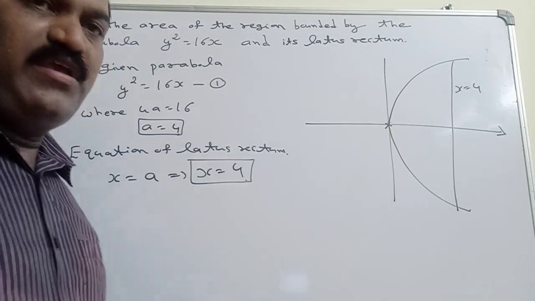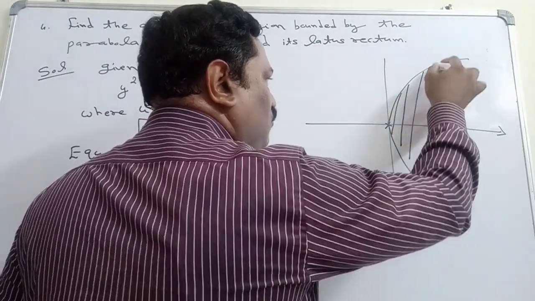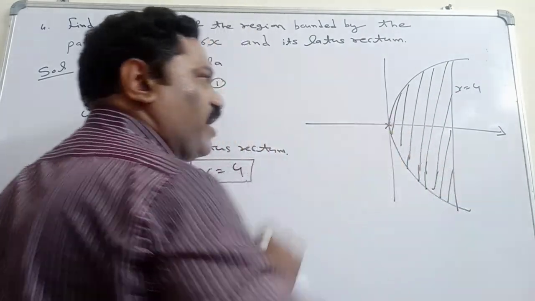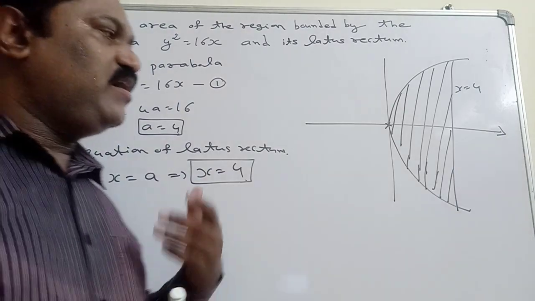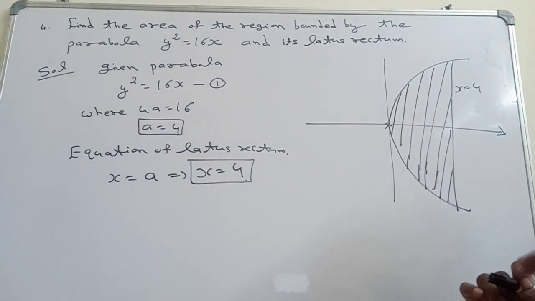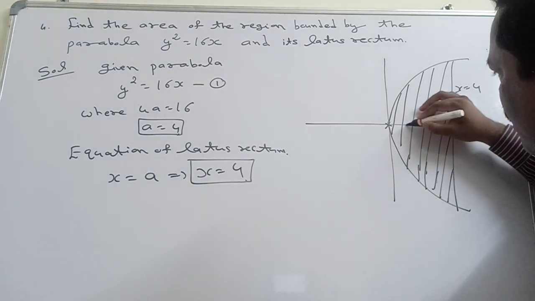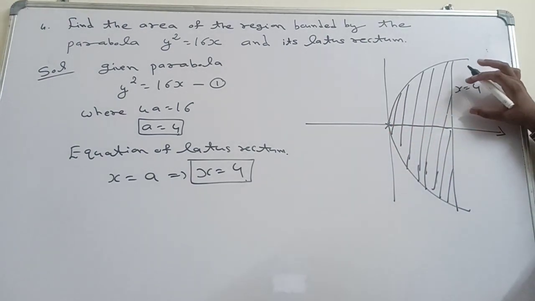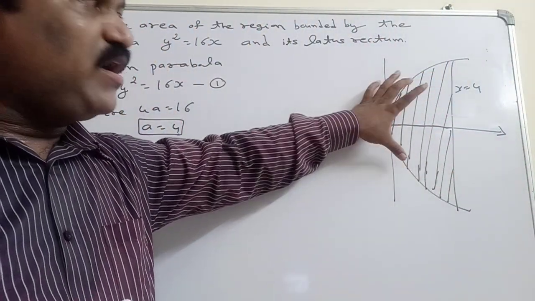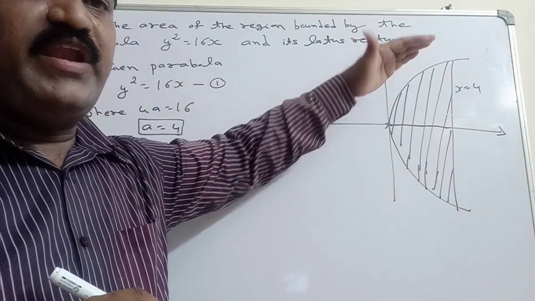Now we have to find the area bounded by this parabola with the latus rectum. This means this entire area, which lies above the x-axis as well as below the x-axis, this entire hashed area we have to find. Because here they didn't mention the x-axis, that's why we find this entire area. To find it, by using the formula, we can find the area bounded with the x-axis under that curve between the limits in the first quadrant. We will find the area in the first quadrant and make it 2 times, because the curve is symmetric about the x-axis.